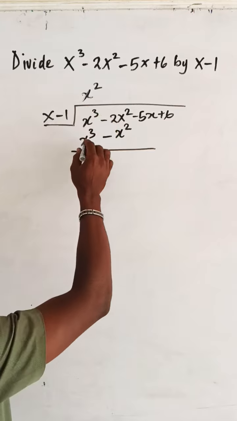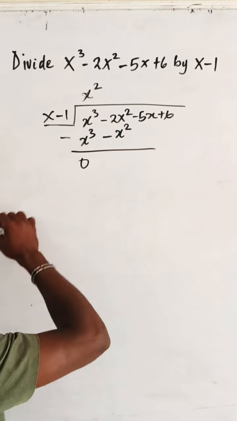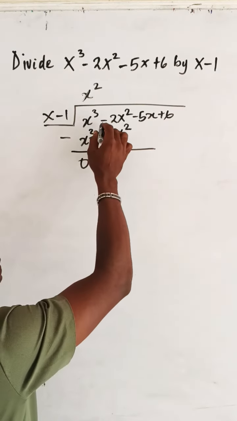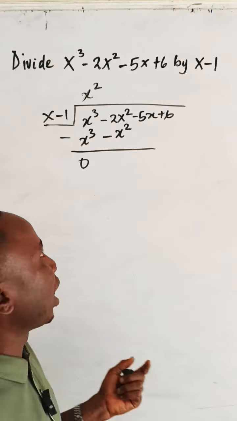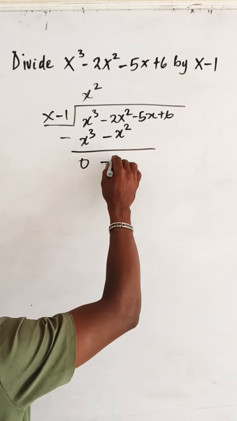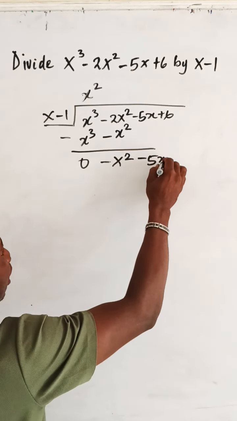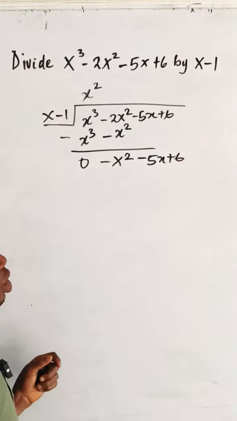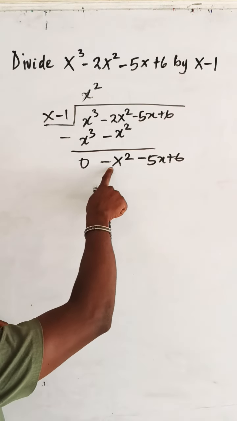So x raised to the power 3, we are going to subtract x raised to the power 3 minus x raised to the power 3 will go to 0. Then minus 2x squared minus minus x squared, minus minus will become a plus. So minus 2x squared plus x squared will now become minus x squared. Then we have our minus 5x there plus 6 because nothing is subtracting those ones. So our new equation now becomes this.